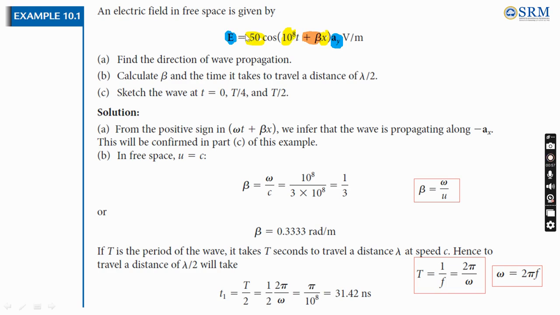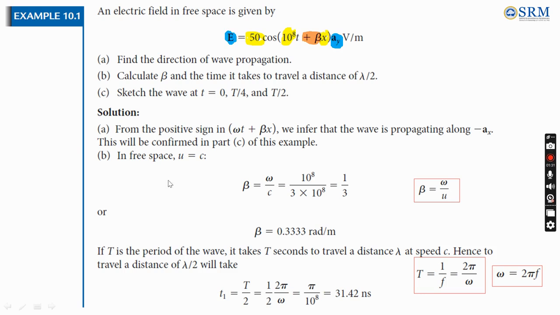By seeing the given expression of the electric field and noticing this angle part, it is E naught cos of omega t plus or minus beta x, whatever direction is given. If you see the positive sign with beta, we can infer that along that particular direction only, the wave is propagating in the negative axis. So along the negative x direction only, the wave is propagating. That is the first solution.